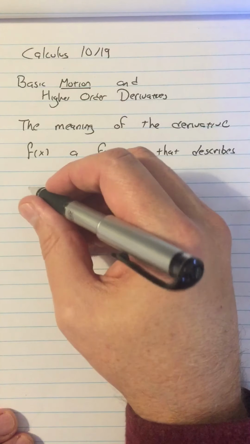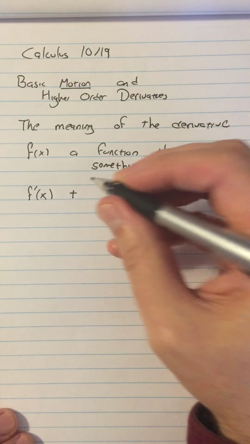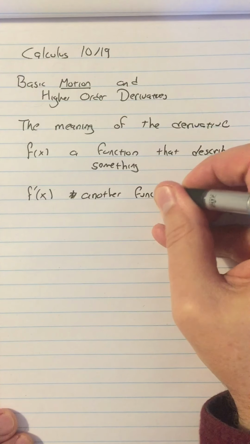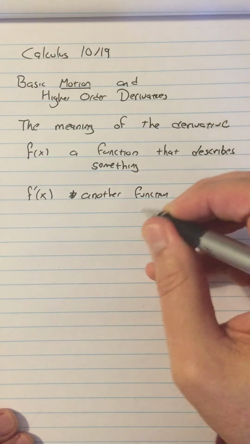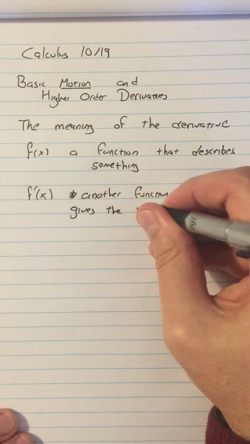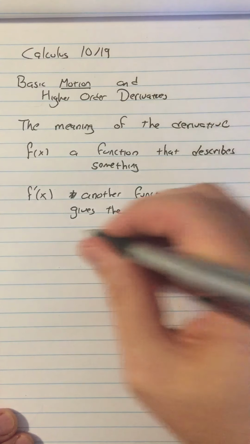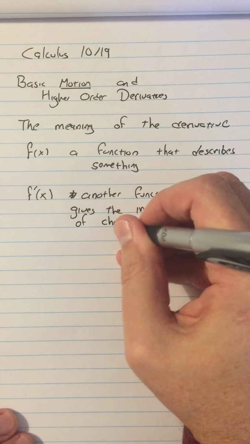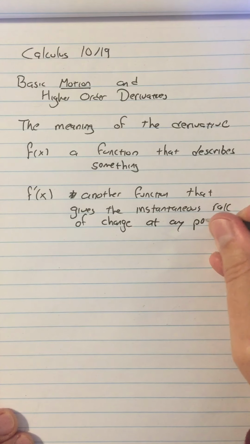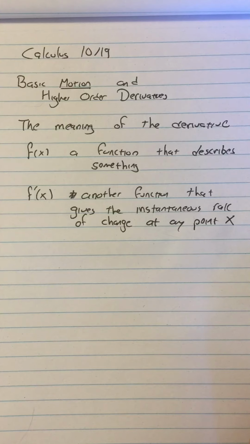And then, in terms of that description, f prime of x is another function. I'm going to write it that way. It's another function that gives the instantaneous rate of change at any point x. Or it could be a point x or it could be a time t.